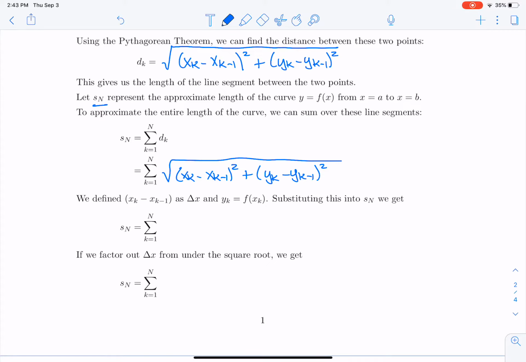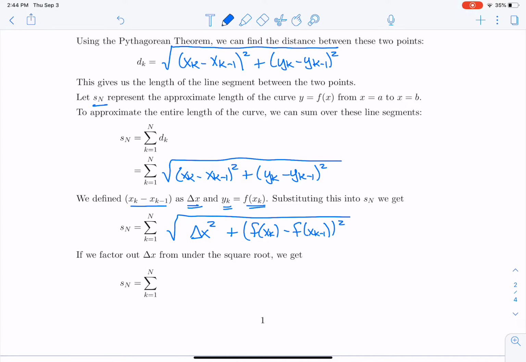Now, we're going to call x sub k minus x sub k minus 1, the distance between two x's, delta x. And then the y sub k's, of course, are f of x sub k. So I'm just going to rewrite this sum for a second. This is going to be delta x squared inside the square root plus (f of x sub k minus f of x sub k minus 1) quantity squared.